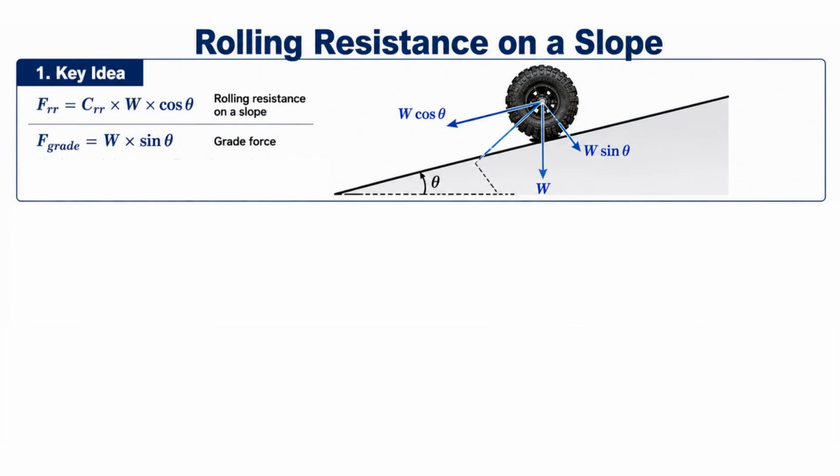This image explains how rolling resistance behaves when a vehicle travels on a slope. In the first section, the vehicle's weight is divided into two components. The normal component, W cosine theta, acts into the slope and determines rolling resistance. The downhill component, W sine theta, creates the grade force. As the slope becomes steeper, rolling resistance decreases slightly, but the grade force increases rapidly and becomes dominant.